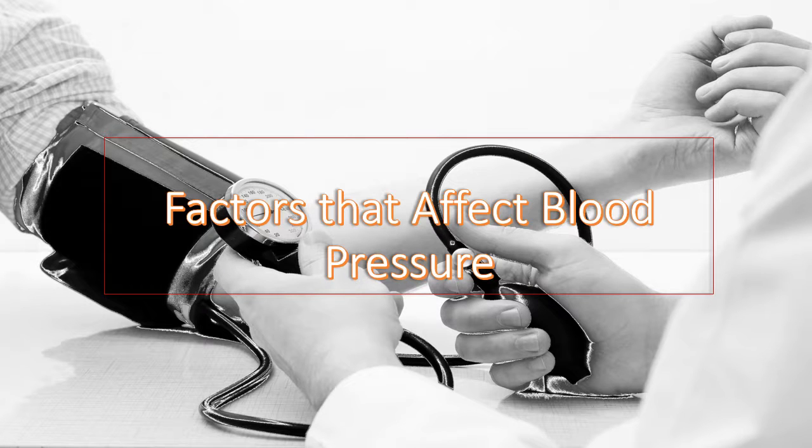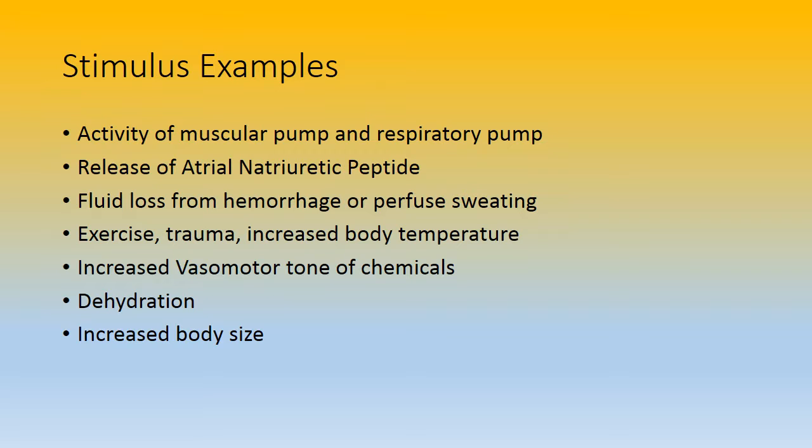Factors that affect blood pressure. Some examples of stimuli for physiological reactions in the body are activity of the muscular pump and respiratory pump, release of atrial natriuretic peptide, fluid loss from hemorrhage or profuse sweating, exercise, trauma, increased body temperature, increased vasomotor tone of chemicals, dehydration, or increased body size.